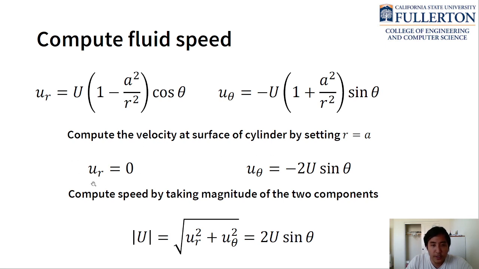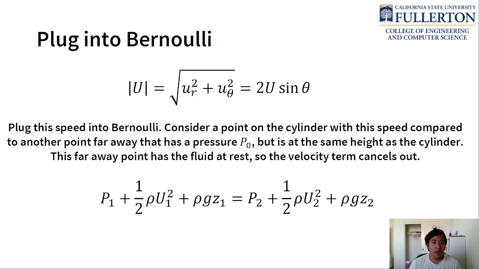At the surface of the cylinder, we see that we have no radial velocity, and our polar velocity is 2U sine theta. Now that we have both velocity components known, we can compute the speed by taking the magnitude of these two components. What we get is that the speed here is 2U sine theta. Now that we have the speed, we can plug this into the Bernoulli equation to compute pressure.